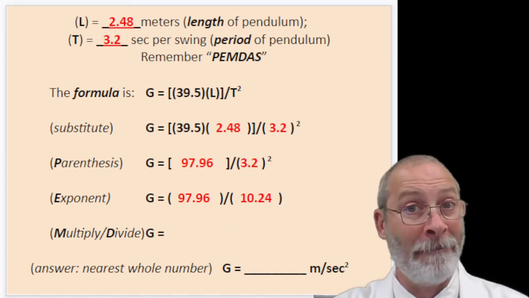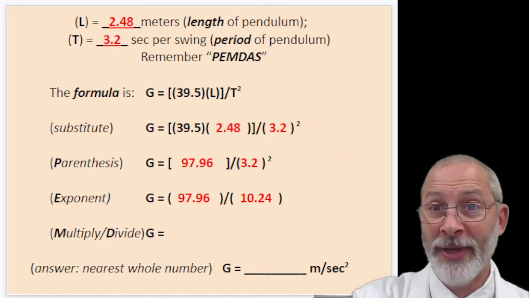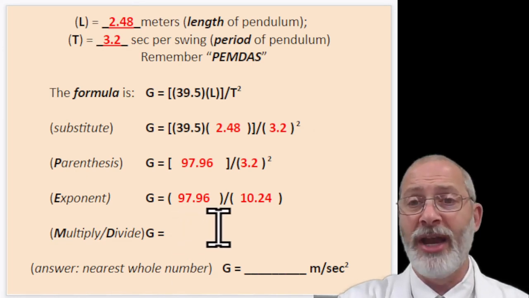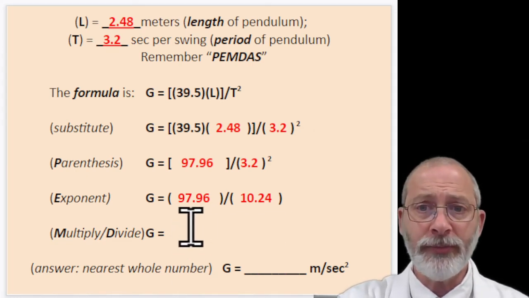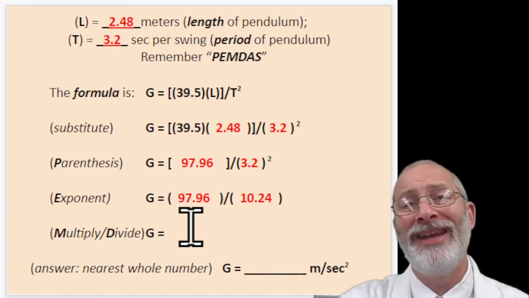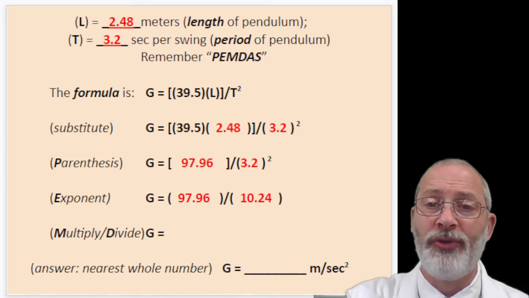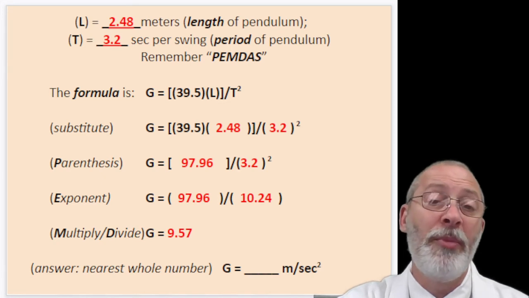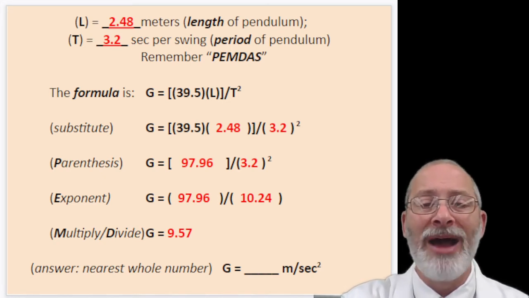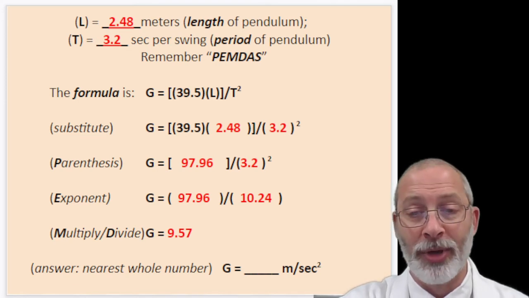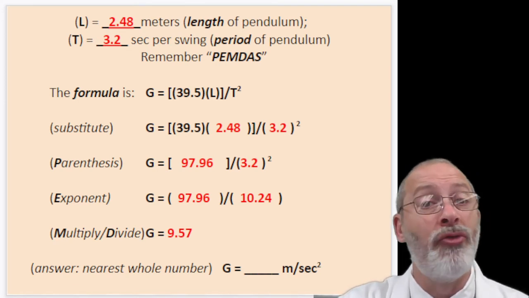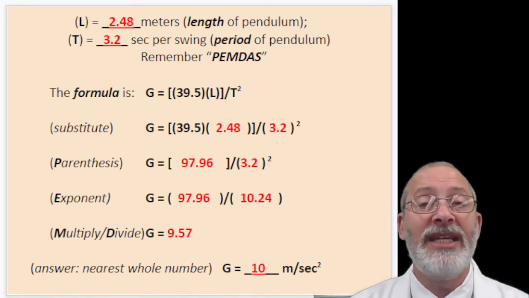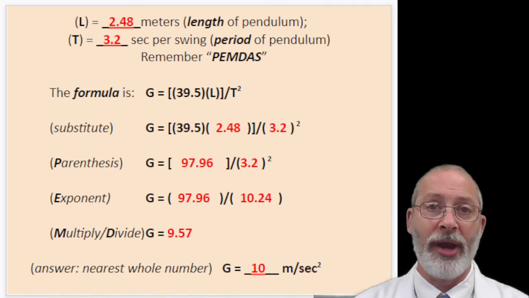What's next in PEMDAS? Well, the M and the D. The M and the D is the multiplication and the division. And right now we've got a division problem. So we're going to take 97.96 divided by 10.24, and we get the answer 9.57. Now, for the purposes of this activity, we're going to round your answer to the nearest whole number. So 9.57 rounded to the nearest whole number is 10. And so our answer is 10 meters per second squared.